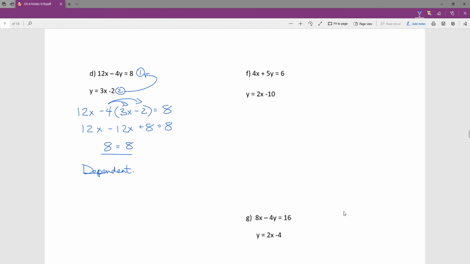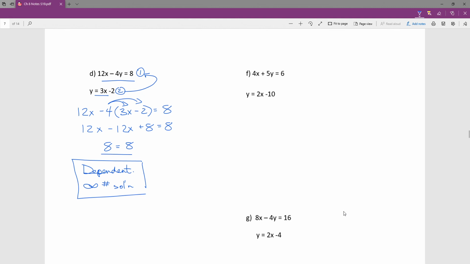It's easy to please because there's actually an infinite number of solutions. If we were to take those two lines, they might look totally different, but they actually make the same line on the graph. So we would say that that system is dependent and there's an infinite number of solutions.